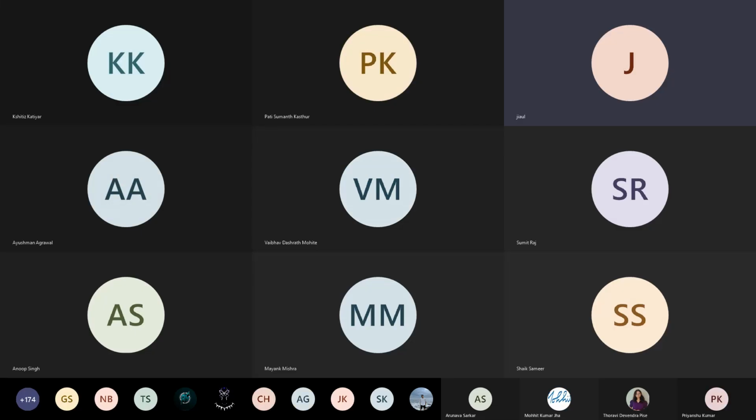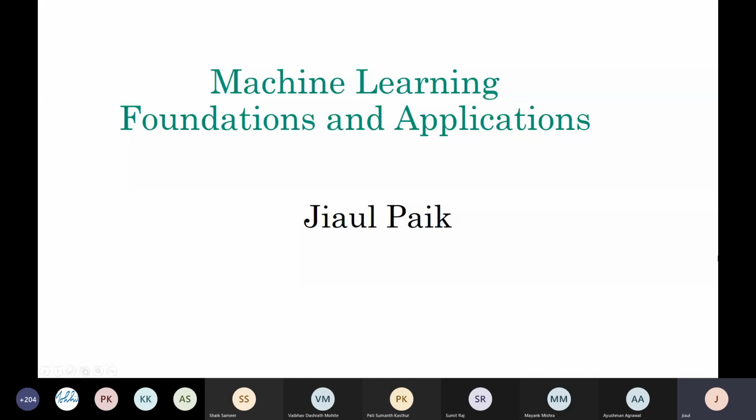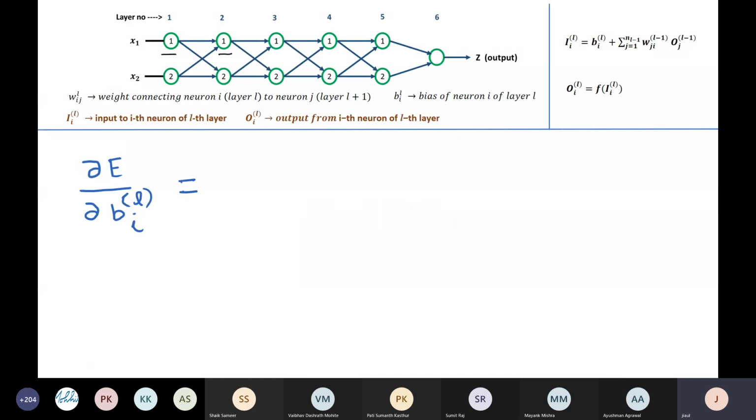I gave you a small problem to work out last time, so we will start on that. I think I asked you to derive the general derivative rule for the biases. We worked it out for the weights and then I requested you to do it for the biases. So has anybody done this?